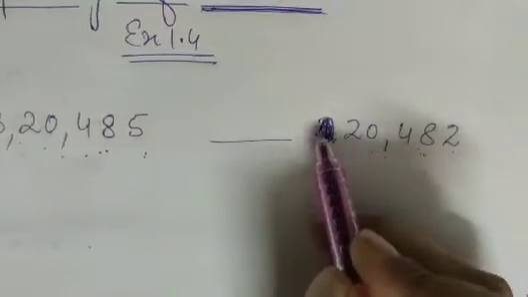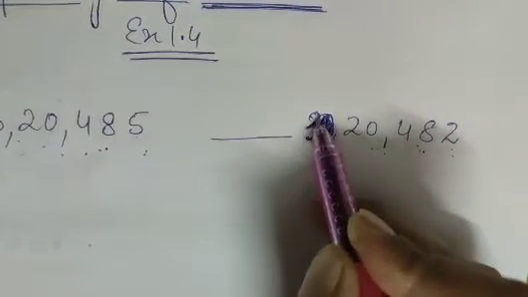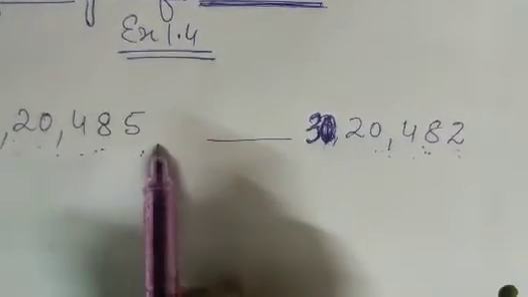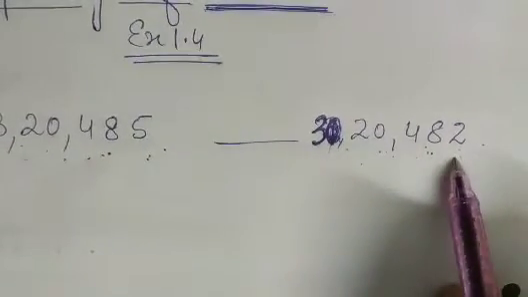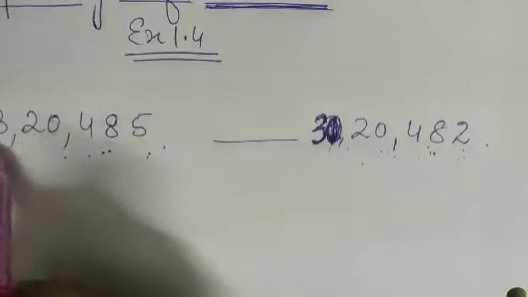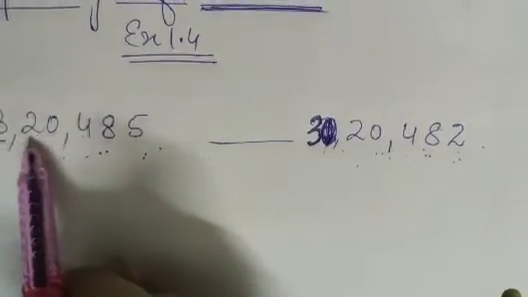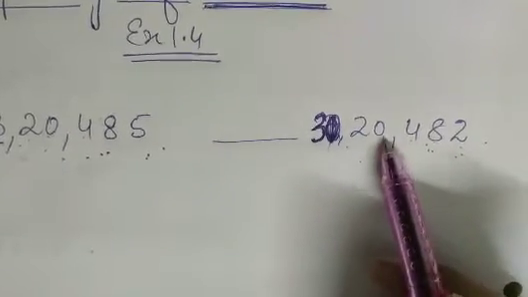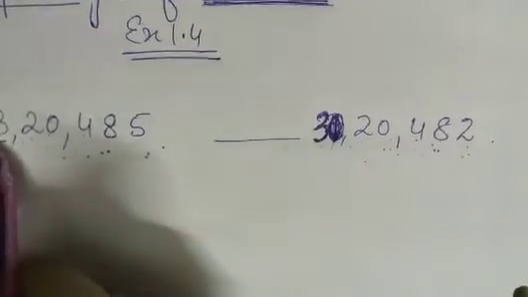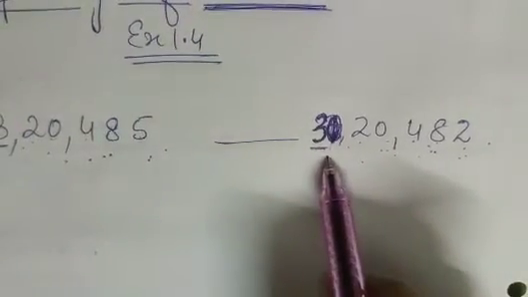So when we have the same number of digits, 6 digit and 6 digit, then we'll start comparing the numbers from the first place. This is 1, 10, 100, 1000, 10,000, lakh. So first of all we will compare the lakh place. This is 3, this is 3, both are same.